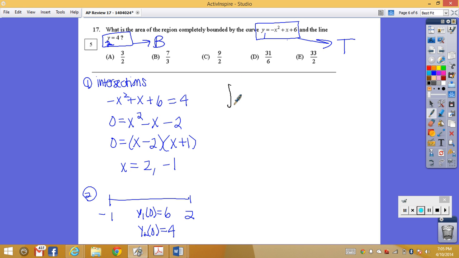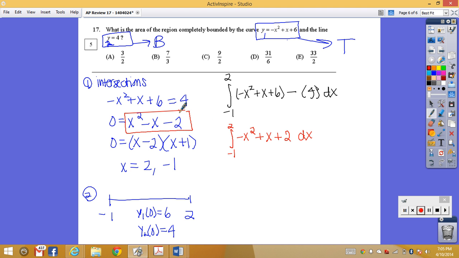So integral from negative 1 to 2 of my top function, which is negative x squared plus x plus 6, minus my bottom function, which is 4. See? And yes, I would simplify this before trying to find the integral. We do that so that the amount of mistakes you guys make is hopefully less. And then 6 minus 4 is positive 2. So notice this isn't the same as the equation I solved over here. That does happen a lot.